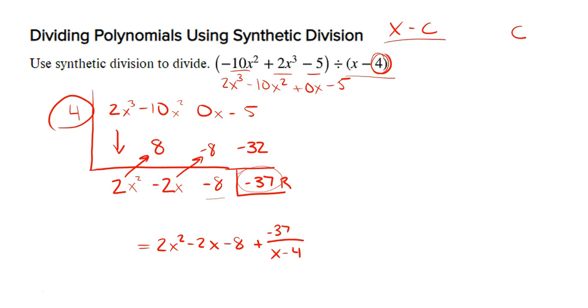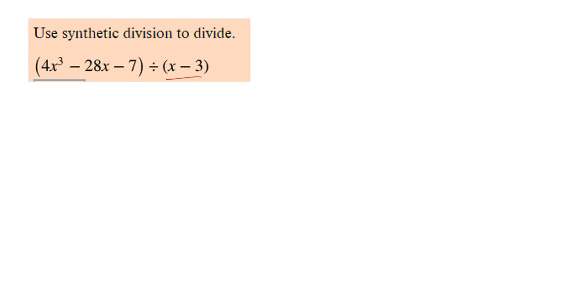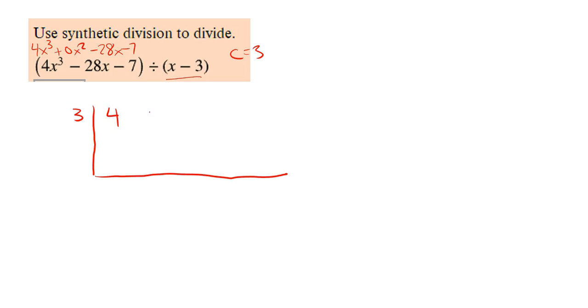Let's try another example. Here we have x minus 3. We want to rewrite this as 4x cubed plus 0x squared minus 28x minus 7. And the number that we want, c here, is 3. And so we're going to write a 3 on the outside. On the inside, we're going to write the coefficients of our polynomial. So 4, 0, negative 28, and negative 7.